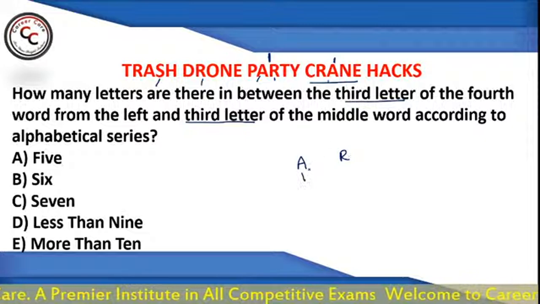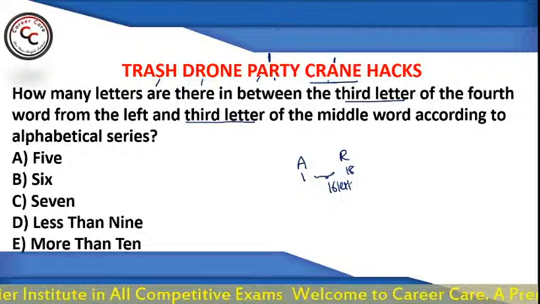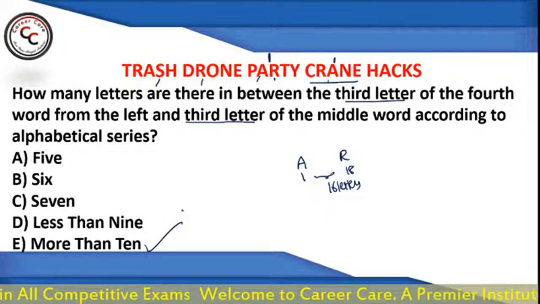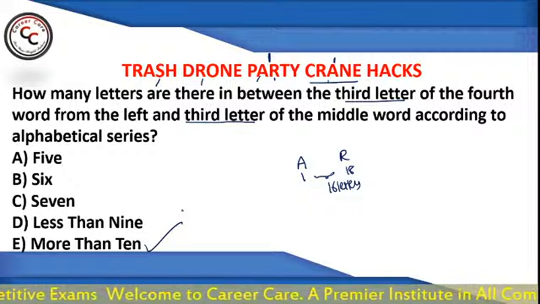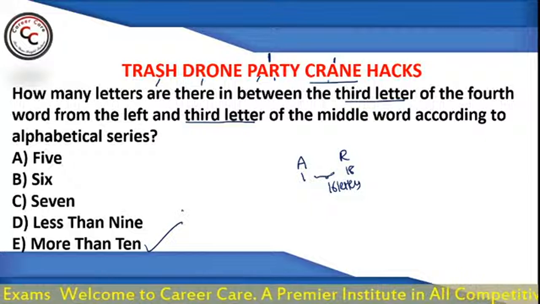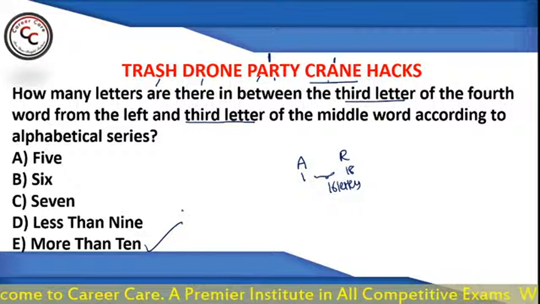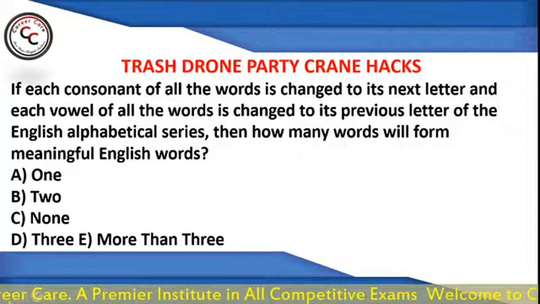So we know that A position is 1, R position is 18. In between A and R there will be 16 letters, which is more than 10. So answer for question number 2 will be more than 10 letters, option number E. Nice, very good. Similarly, go for question number 3.